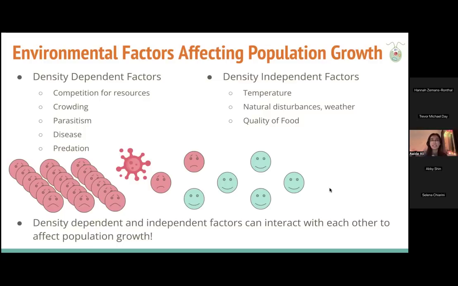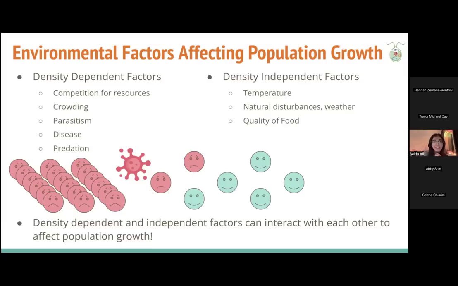We also have density independent factors. And so that includes things like temperature, natural disturbances, weather, and quality of food. And so no matter how close together or far apart these individuals are from one another, it does not matter. Those factors are going to impact everyone the same way. It does not matter how close you are, they're going to impact everyone.